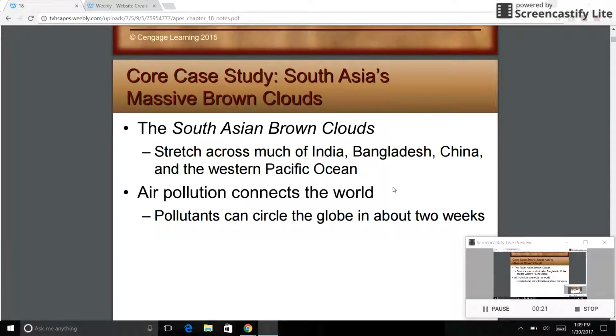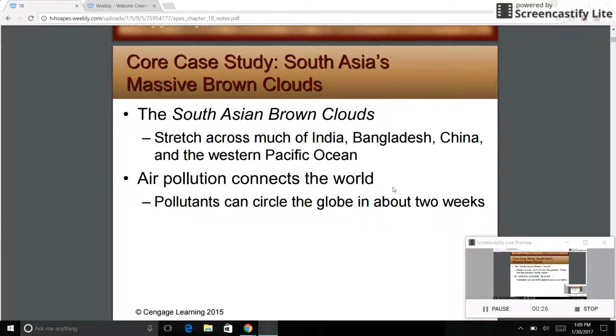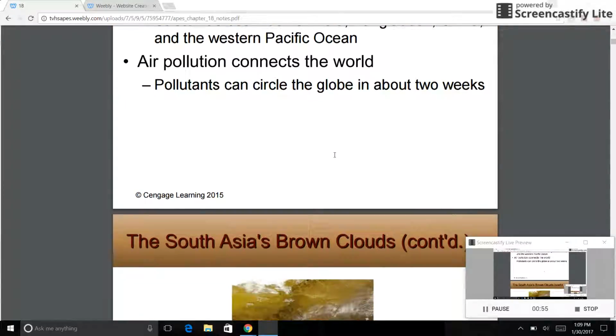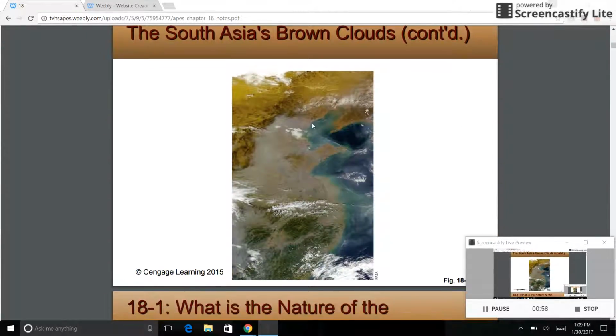So, first thing in this chapter, case study on South Asia's massive brown clouds. This is just a couple of points here. You got 2 countries, India and China, that are developing pretty rapidly, so they're relying pretty heavily on coal. Middle class is growing, so you've got a lot of vehicles. And the biggest thing with this, I think, is that air pollution doesn't stay put. So in addition to 2 places that are really starting to develop, they are also producing pollutants that can travel and affect places far away. This little satellite image is in your textbook.